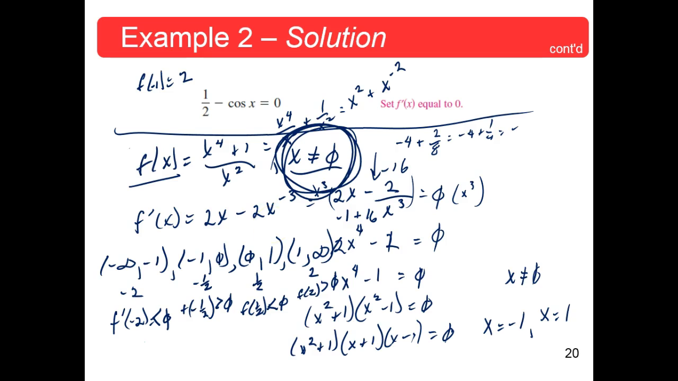No. It may have been a critical value, but it's not even defined. We had to use that as an interval, but it's not defined. So we don't do that one. The only other one is f of 1. And what can we say about that? It's also equal to 2.